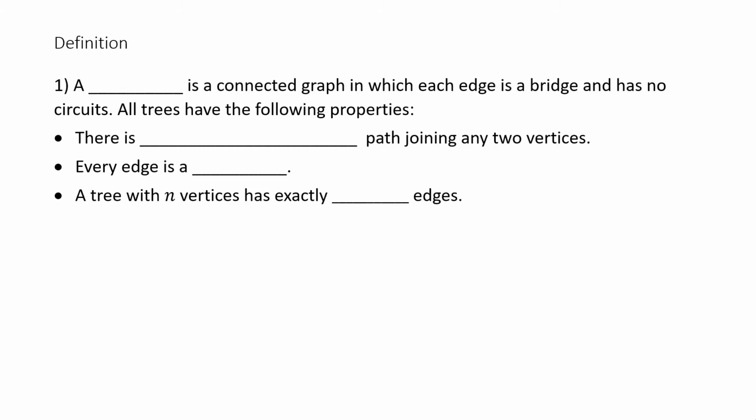This lesson is titled Trees. Definition. A tree is a connected graph in which each edge is a bridge and has no circuits. All trees have the following properties. There is one and only one path joining any two vertices. Every edge is a bridge. A tree with n vertices has exactly n-1 edges.